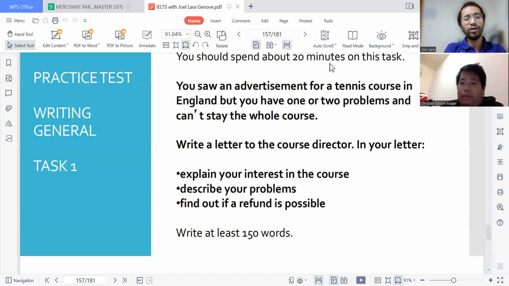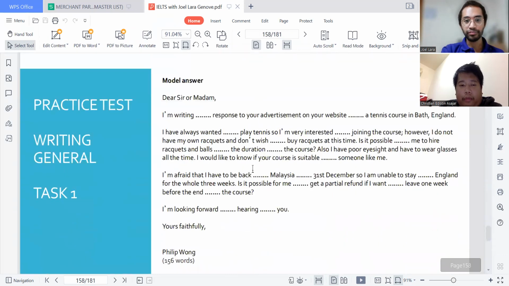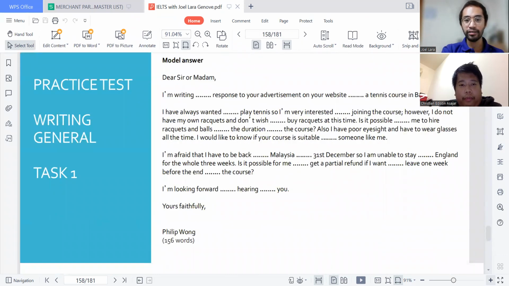Say, for example, that you are there because you have a mission for some time and you have time off, but you saw that because you're so bored, you're already in England, so you want to take the course. Now you cannot finish the whole course there. So you are already creating a scenario in your mind. So that's what we do in writing a letter. And then you will ask if a refund is possible. Now, this is an ideal answer. I mean, this is a model answer.